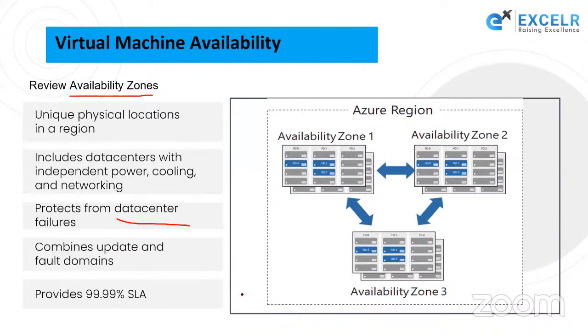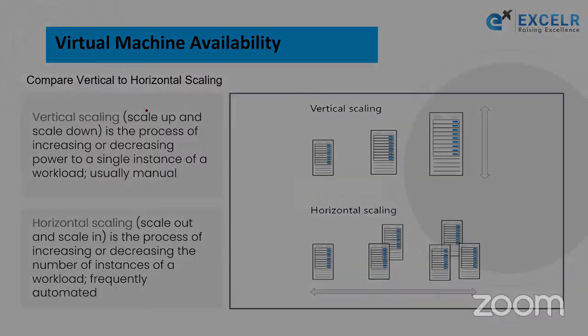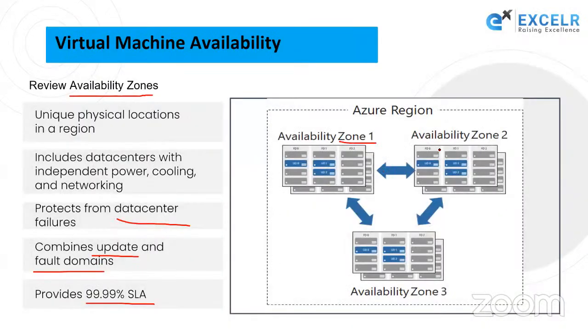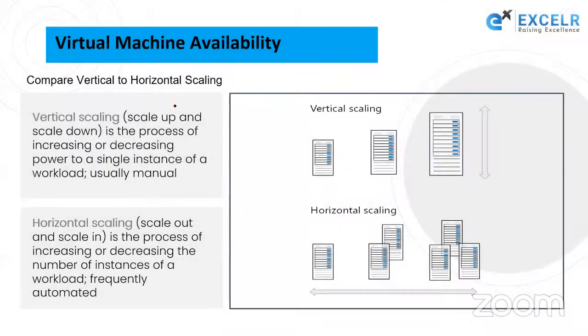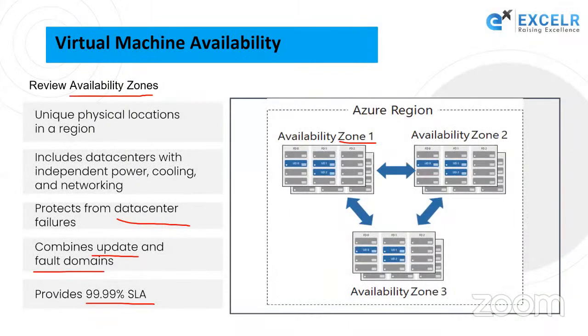This availability zone can also be combined with your update and fault domains. By achieving this, you will be able to achieve an SLA of 99.99%. So this is possible with your availability zone. You have to select one of the availability zones, zone 1, zone 2, or zone 3, to achieve this availability or resiliency in your Azure environment. Where it is, I will show that.